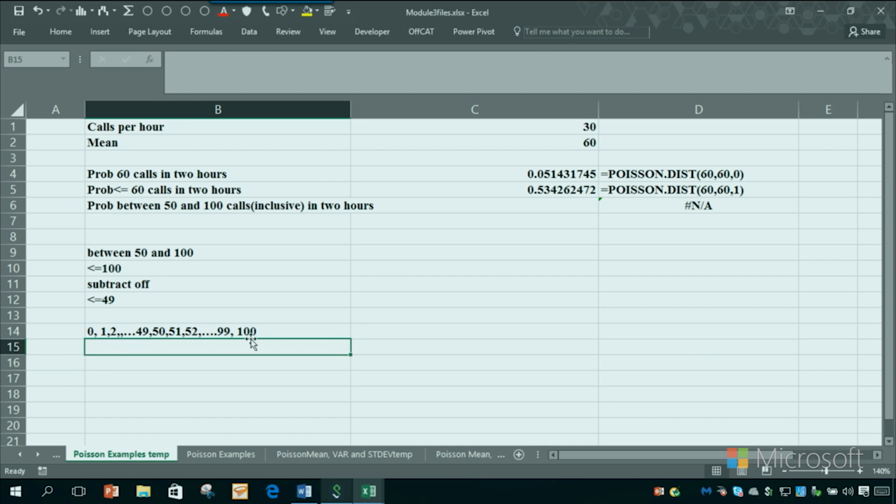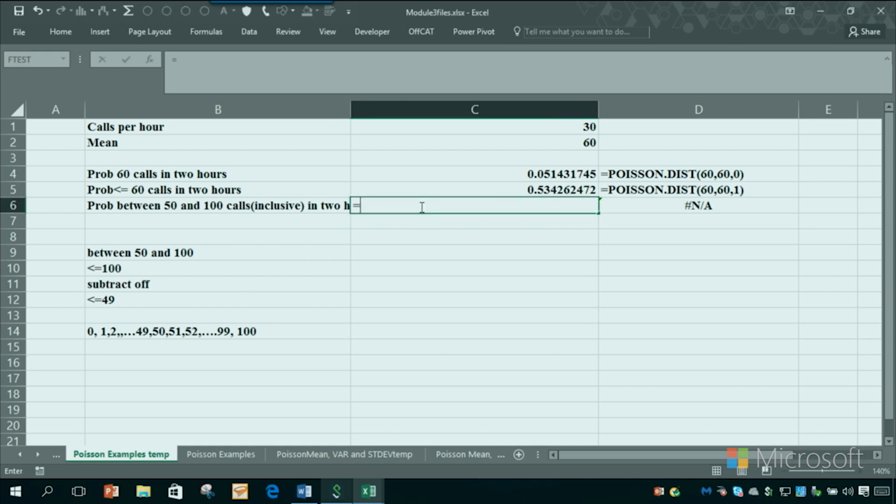So if I do Poisson.dist 100, I get everything that's less than or equal to 100. And if I do Poisson.dist 49, I take away 0 through 49. That leaves 50 through 100. Now if you took away less than or equal to 50, you would only get 51 through 100. People have trouble with that.